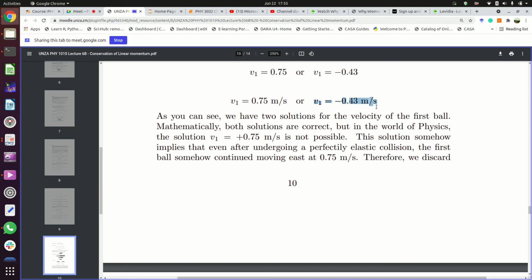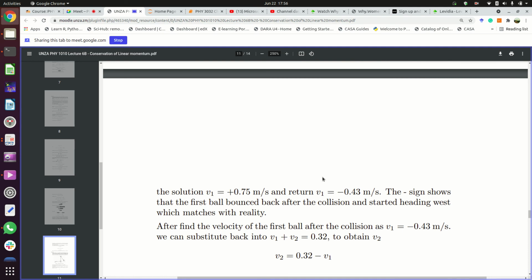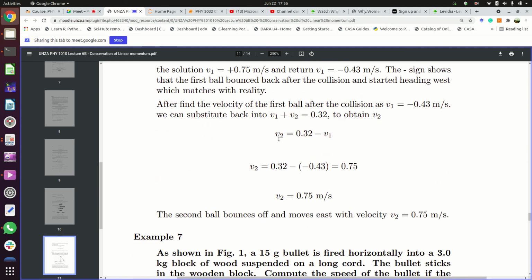That's what makes sense because it's moving in the right direction. Then what happens to the velocity of the second object after collision? What happens to v2? So v1 equals 0.75 meters per second doesn't make sense. However, v1 equals minus 0.43 meters per second actually makes physical sense, because it moves backwards, westwards, with the velocity of the second ball. What happens to the other ball, which was moving westwards? So we can try to work out v2.